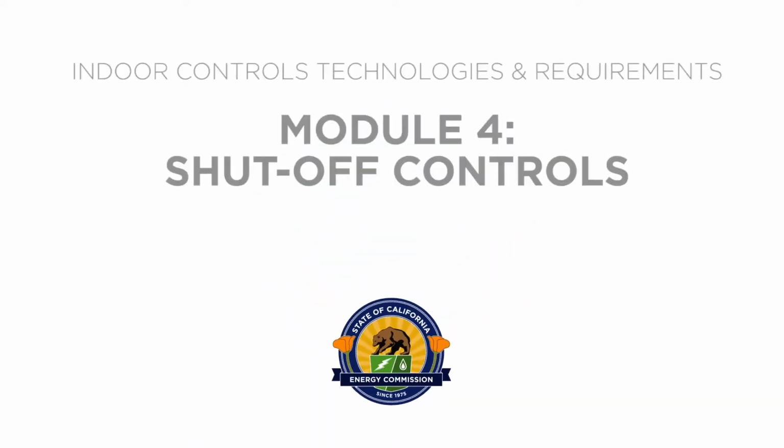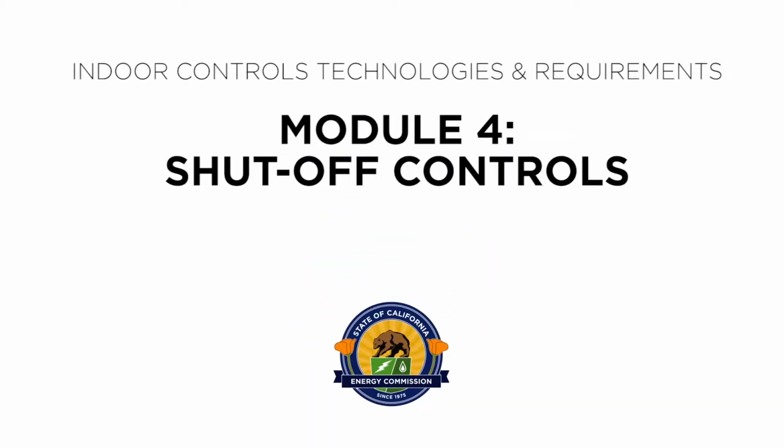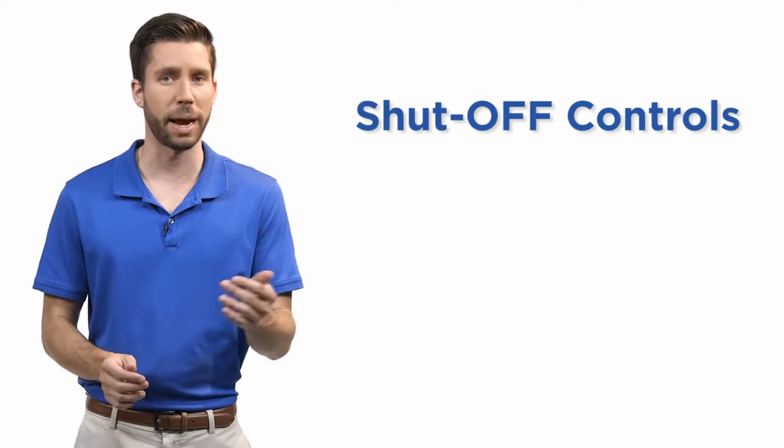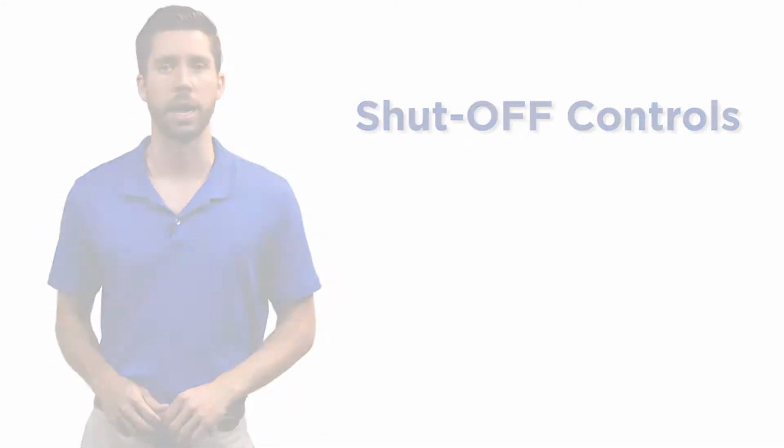Welcome to Module 4 of the Non-Residential Lighting Controls video series. In this module, we'll focus on shutoff controls. Shutoff controls automatically shut off or reduce light output when a space is vacant or normally unoccupied.